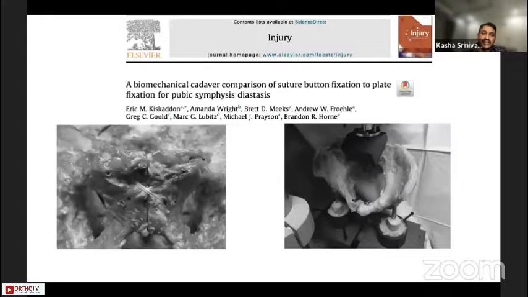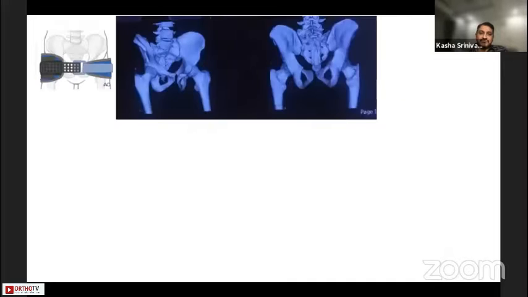And this is a biomechanical study which was published in Injury, wherein tension band wiring with a suture button has equal stability in terms of anterior restoration compared with plating. One important thing which Dr. John sir also mentioned: by the time the patient comes to casualty, most of the time there is already a pelvic binder which might have reduced the symphysis pubis.